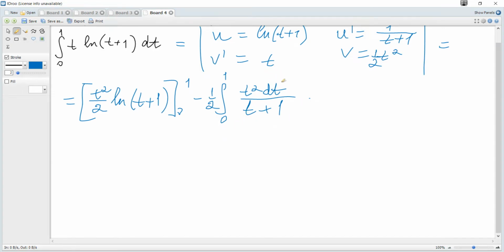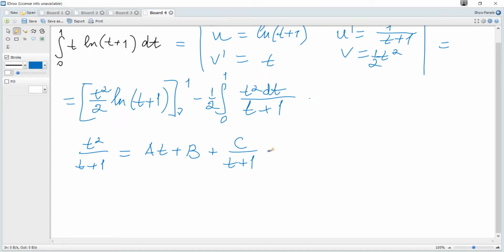We can see that it looks like a polynomial over a polynomial, and we know that for such types of functions we can do partial fractions. We need to split into simpler fractions and integrate. So let's consider t squared over t plus 1, and we can see that the greatest power in the numerator is 2 and the greatest power in the denominator is 1, and a polynomial of degree 2 divided by a polynomial of degree 1 is a polynomial of degree 1. So it can be represented as a polynomial of degree 1, at plus b, plus c over t plus 1.